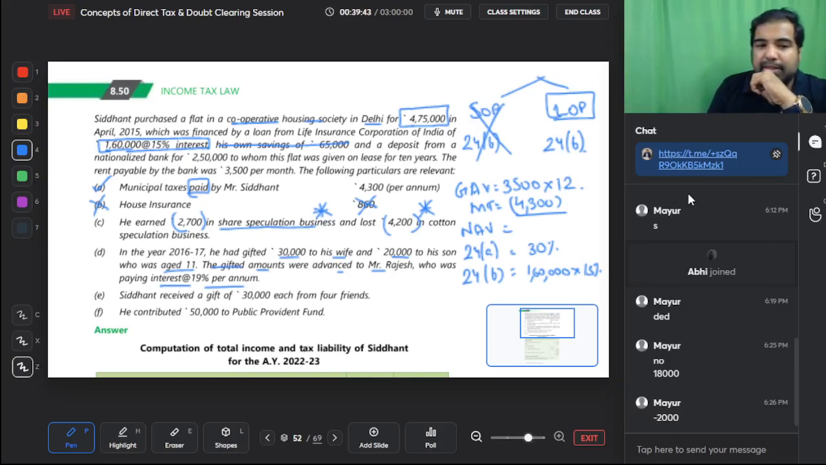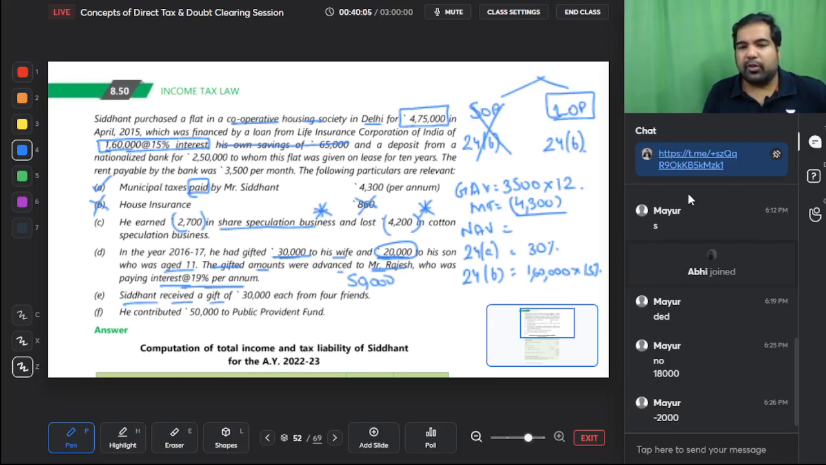So some people think this is second level of income. No guys, this is not second level of income. The same amount has been given to Mr. Rajesh, who's giving you interest. So this 30 and this 20 is 50,000. On that, Mr. Rajesh is giving both of them interest. That will be clubbed in the hands. But remember, when you club the son's income, you can minus 1,500.